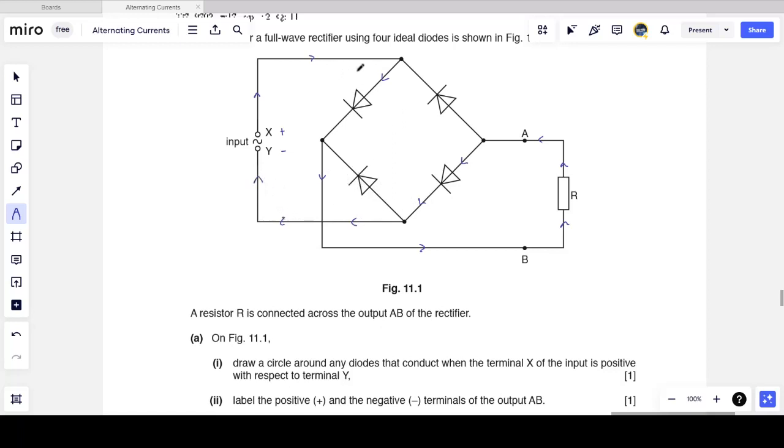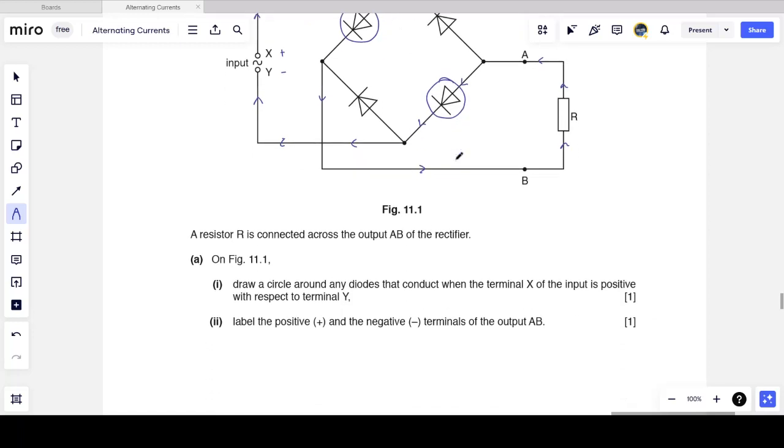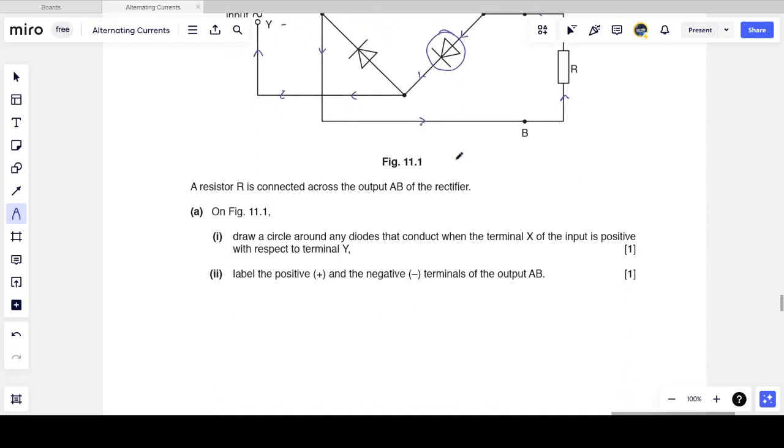And so as I can see in this half cycle, the top left diode and the bottom right diode are the ones that conduct when X is positive and Y is negative. So always trace the current. It makes it easier than having to guess and try and do it in your mind, and also reduces the chance of making an error.